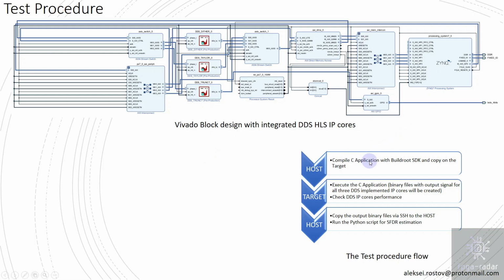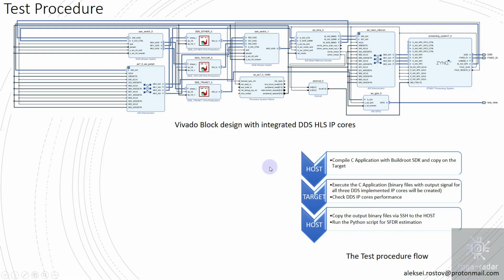So the procedure flow is quite simple. First, it compiles the application on the host. Afterwards, copy the compiled application to the target where it can be executed, and therefore three binary files corresponding to the output of each IP core will be created. Besides that, performance timings can also be estimated here. Afterwards, these three output files need to be copied back to the host, and by using a Python script, spurious free dynamic range can be estimated.